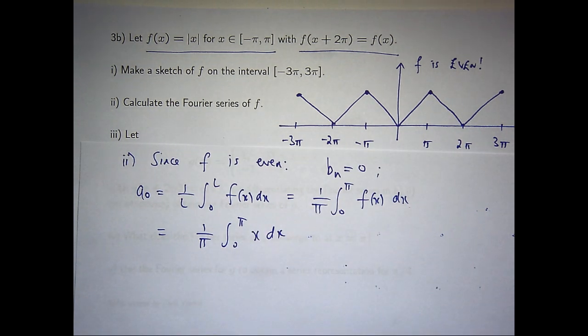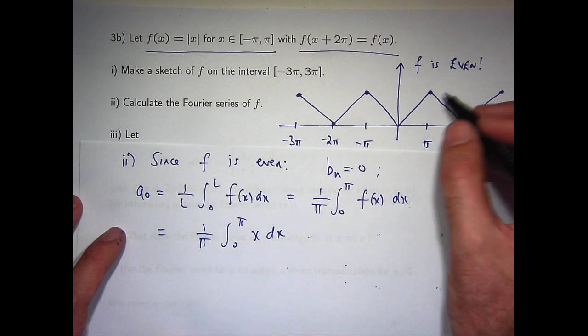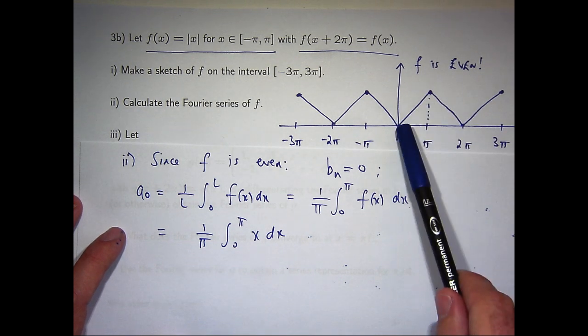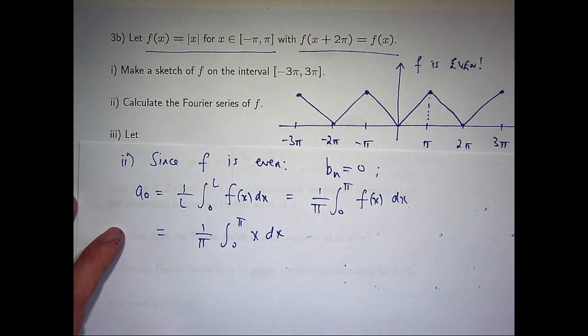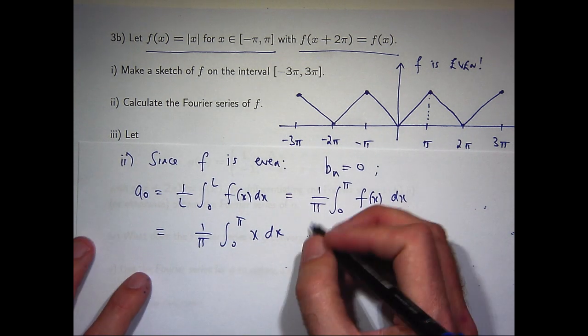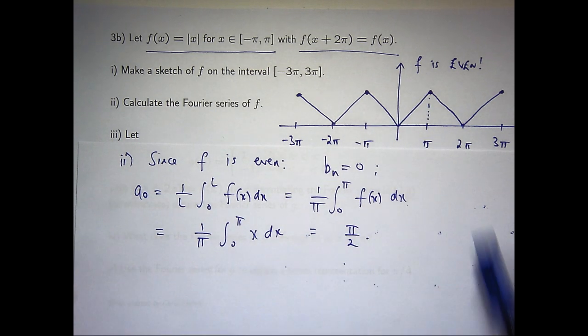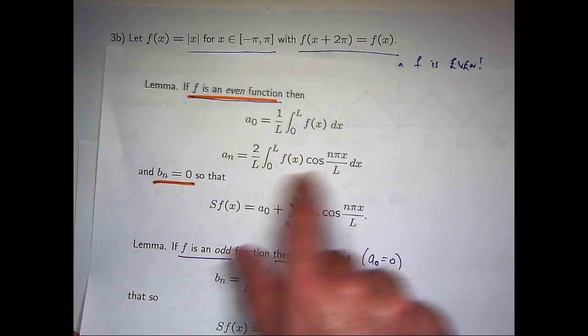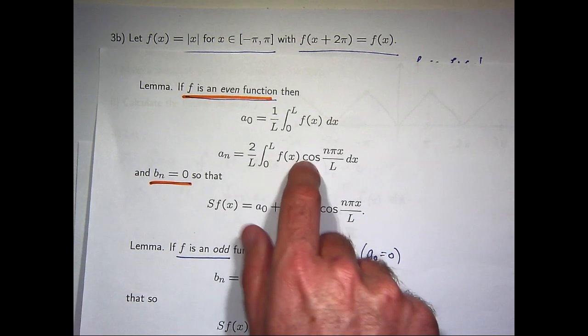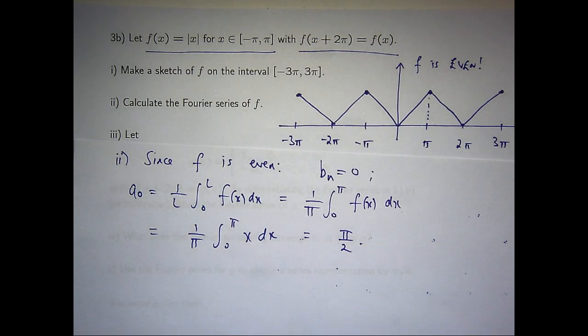I've written down a few things there. You don't necessarily need to write all these things down. All you really need to do is look at the area under the curve from 0 to pi, and then divide by pi. Or you can just do the integration. The area of that little triangle is pi squared on 2. Divide by pi, you get pi on 2. Okay, that's easy. The slightly more involved case is the a sub n's, which is given by this, with big L equals pi.